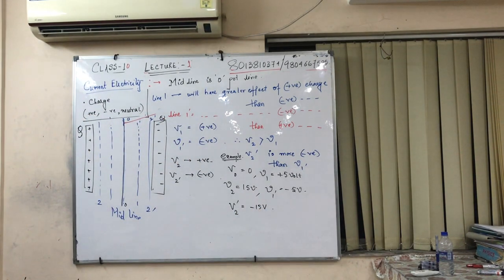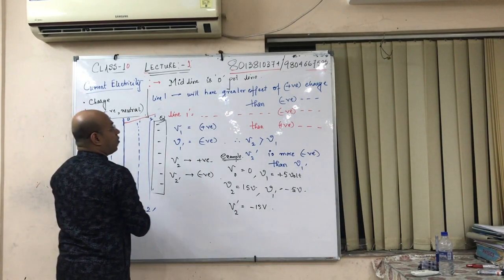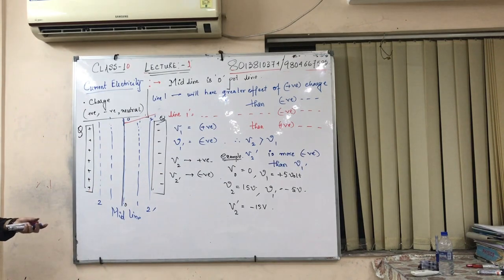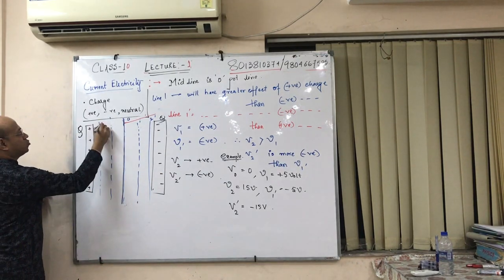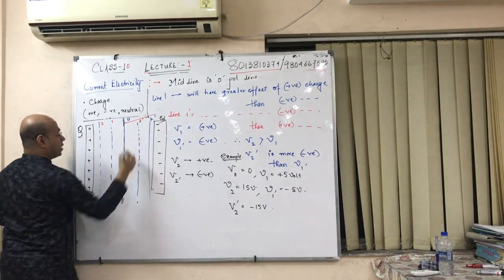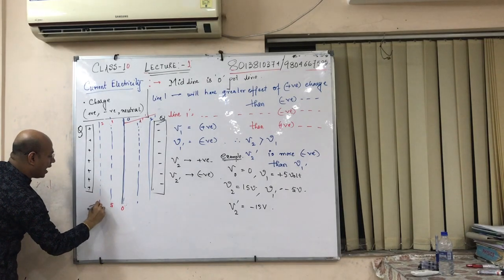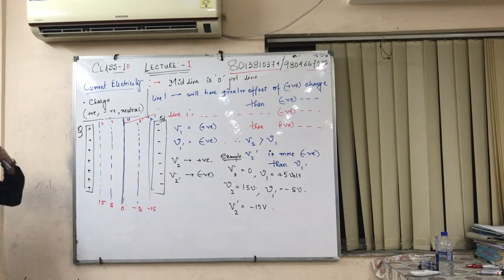Now check this thing out, sir. We are drawing the same line with a new name. So this is 2 dash and this is 2, this is 1, this is 1 dash, this is 2 dash. 0, 5, 15, minus 5, minus 15. Check this thing out.